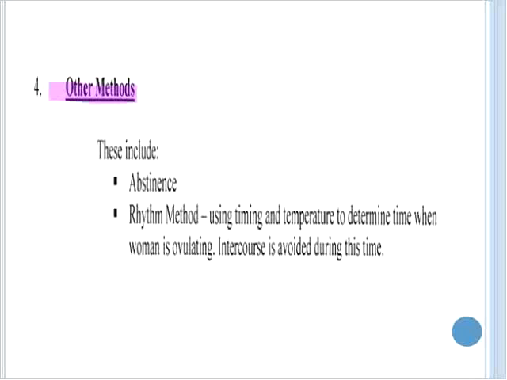Other methods include abstinence, which in all honesty is the only 100% true, 100% fail-safe method of preventing pregnancy. And there's also the rhythm method, which uses timing and temperature to determine when the woman is ovulating, and intercourse is abstained from during this time. The rhythm method is problematic in that it relies on exactly mapping out when the female is ovulating. This can be very inexact.